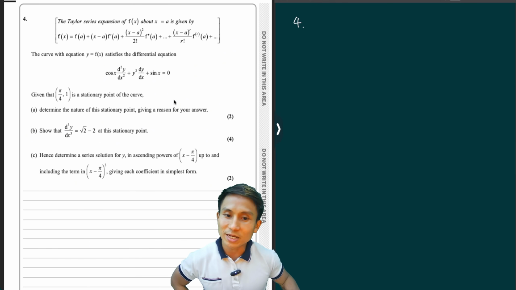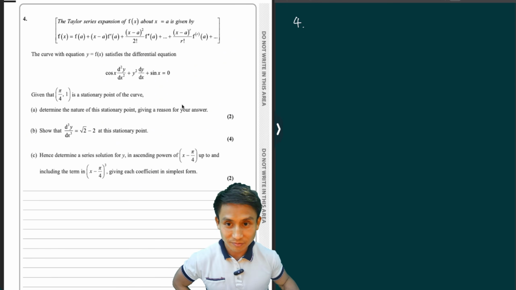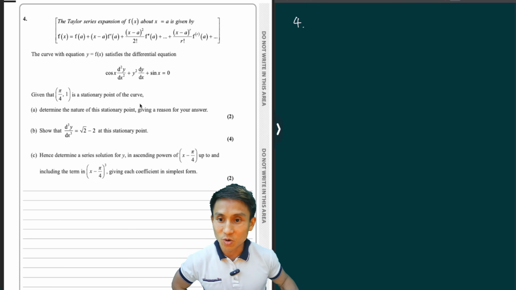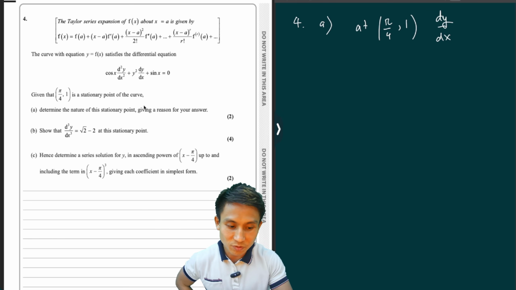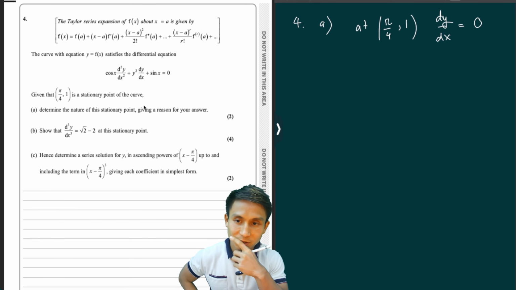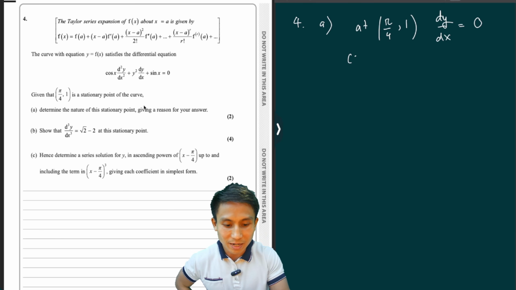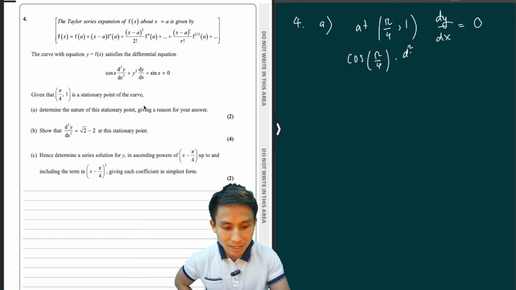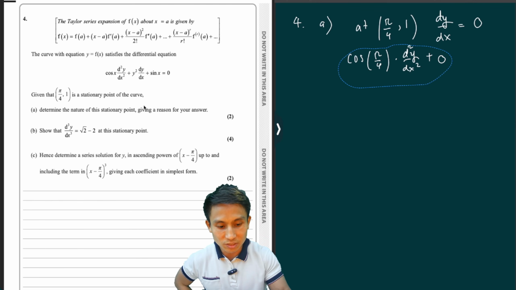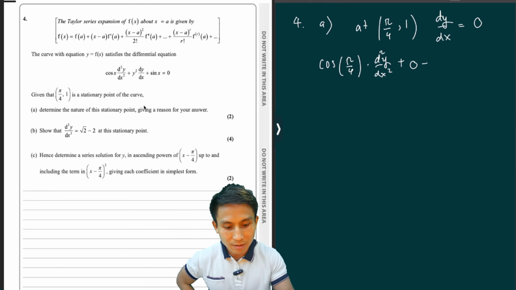So basically, we need to find the second derivative, knowing the first derivative. Okay, this is part A, at (pi over 4, 1), because this is a stationary point, so dy by dx equals 0, right? So we're going to plug in x as pi over 4 here. That's why I got cos pi over 4. And dy by dx will go to 0 there, the second term. I'm using the differential equation there. And plus sine pi over 4 equals 0.